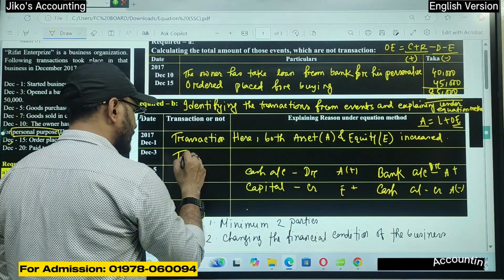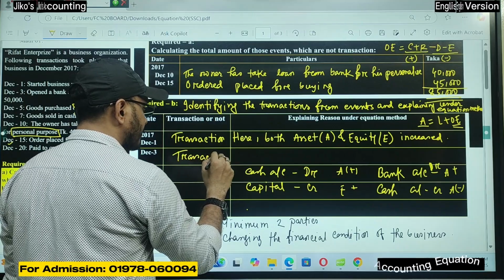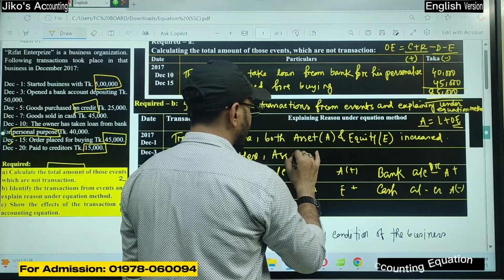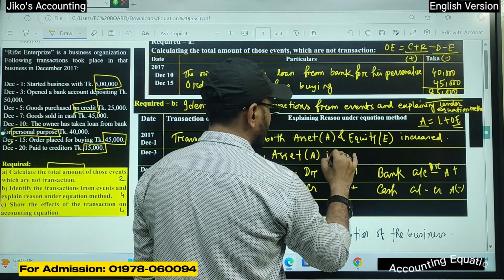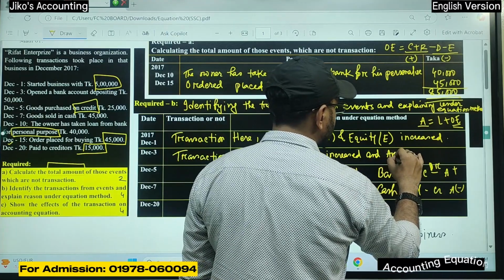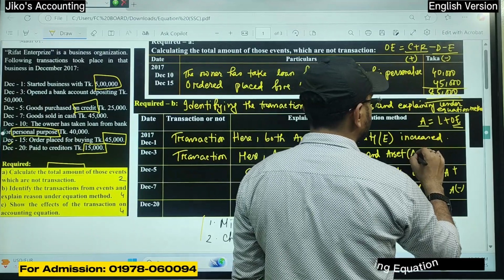It's a transaction, obviously. What happened here? Asset increased and asset decreased.